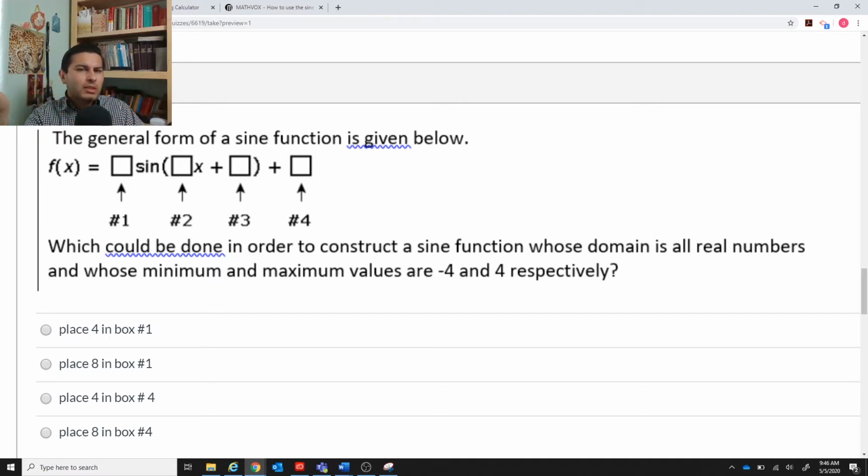So what is our amplitude? Where do we find our amplitude? That's going to be box number 1. So we're going to put a 4. We're going to make our amplitude 4 by placing 4 in box number 1.